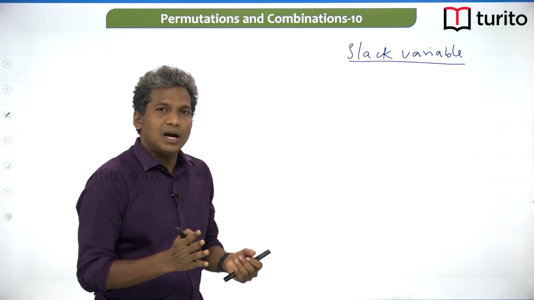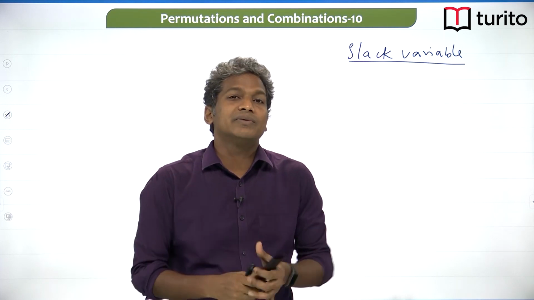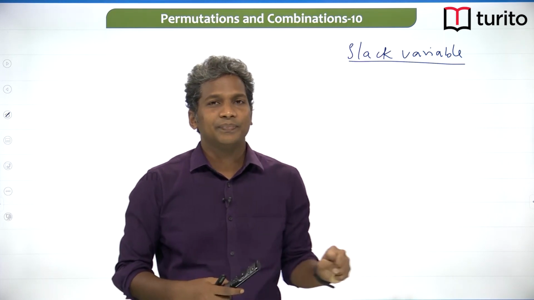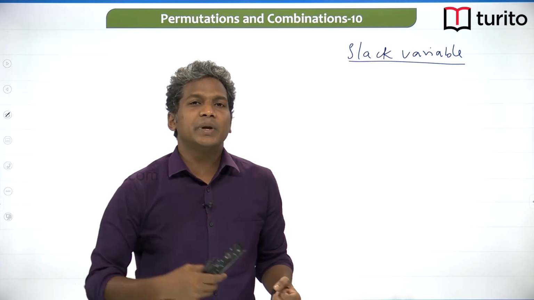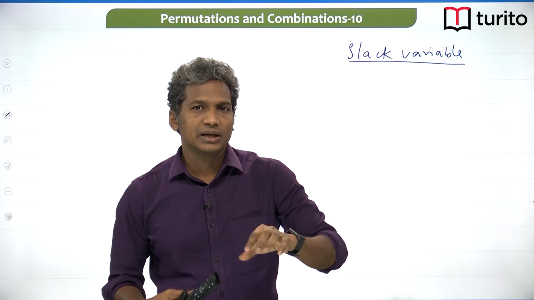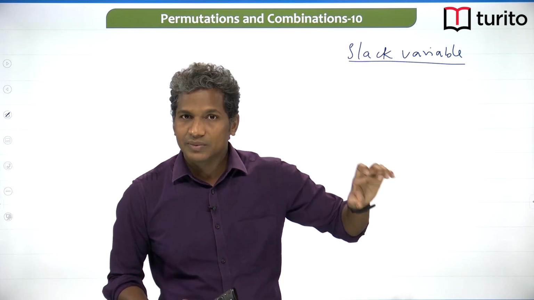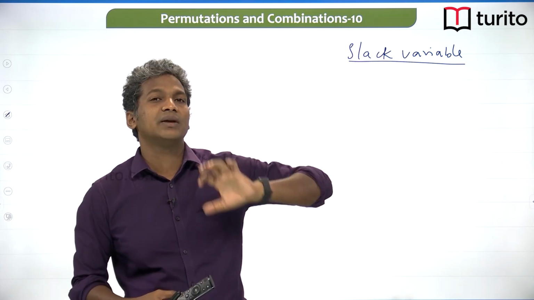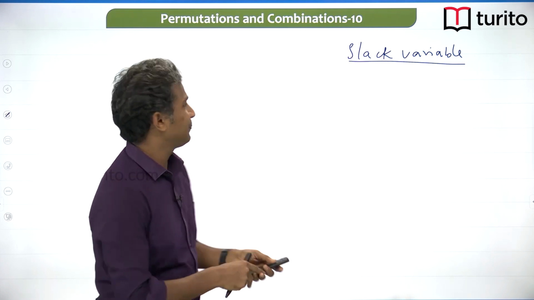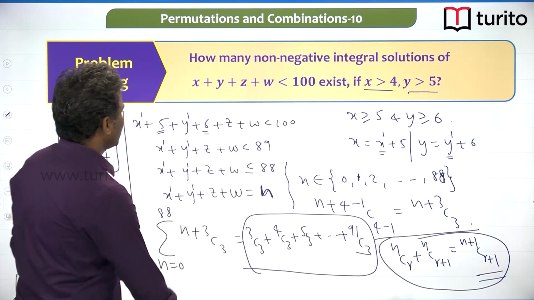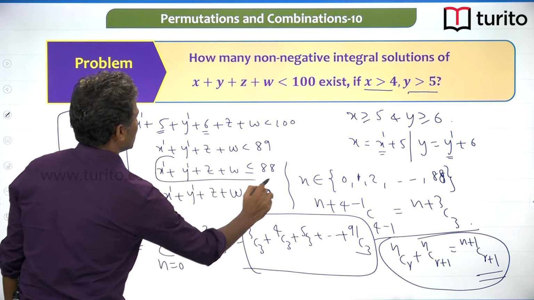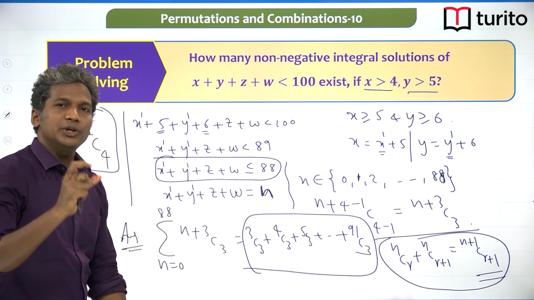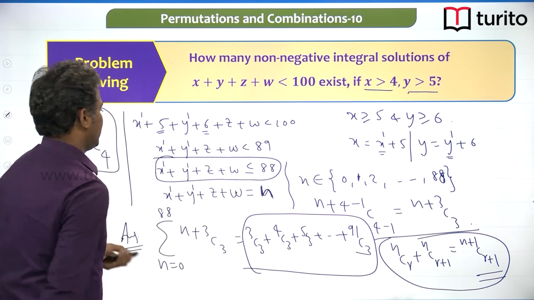Slack means after you cut certain parts, whatever is left out is the slack. For example, let's say you are eating pizza and all people have eaten 7 pieces and there is 1 piece left, it becomes the slack. So whatever is left over becomes the slack. So here after we got this equation, I am going to deviate the problem into a different idea.